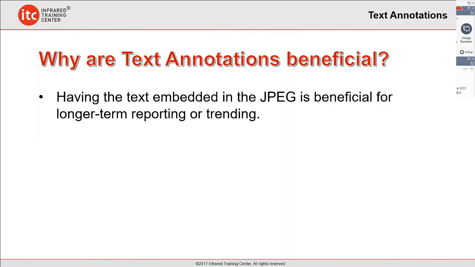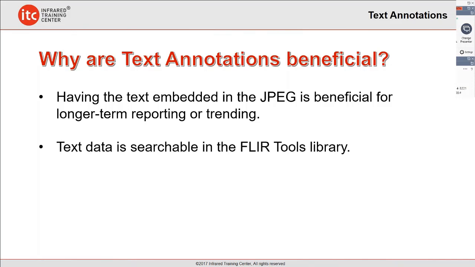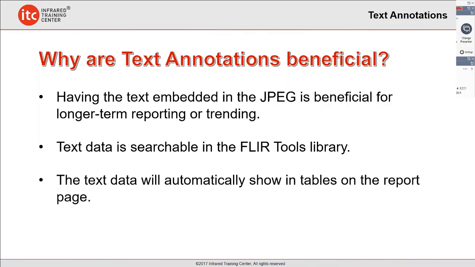Now, this is beneficial for long-term reporting. If you just type text into a report, it's not searchable. It's just in that report. If you use the text and you embed it in the image, you can search across your entire library for a certain field, and it will return the images that match that. So if you want to do a report over, say, a 6-month period of a certain breaker panel, or something that you're inspecting where you think you might have a problem, you can search for that in the library, and it will return any images that have that field embedded. And then when these reports are made, the text data transfers over to your report automatically.